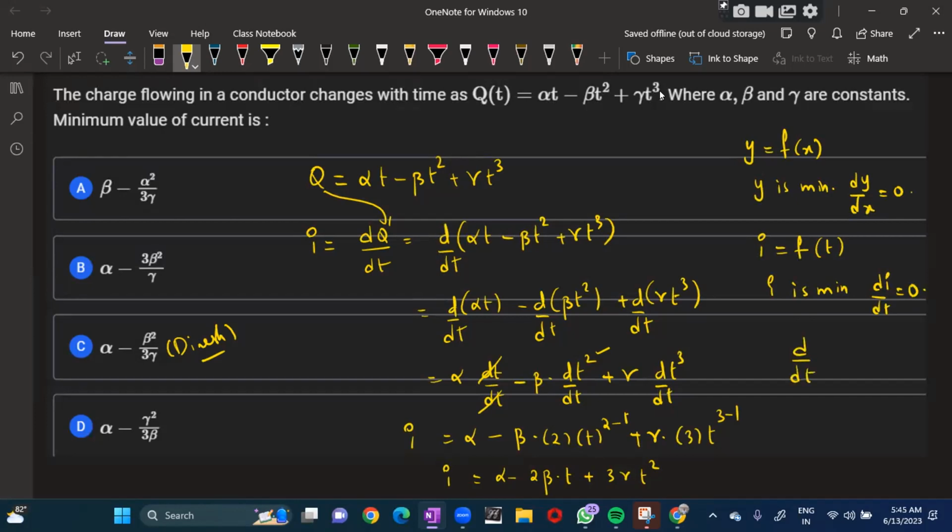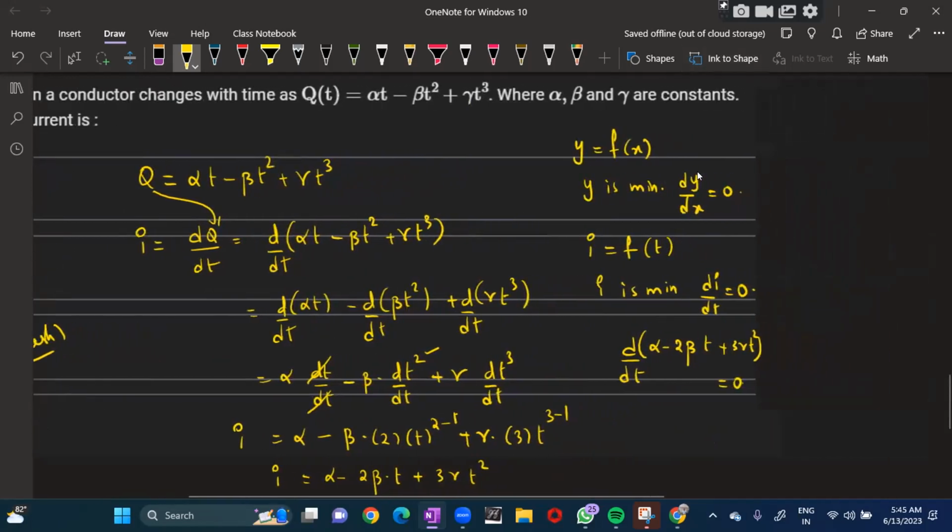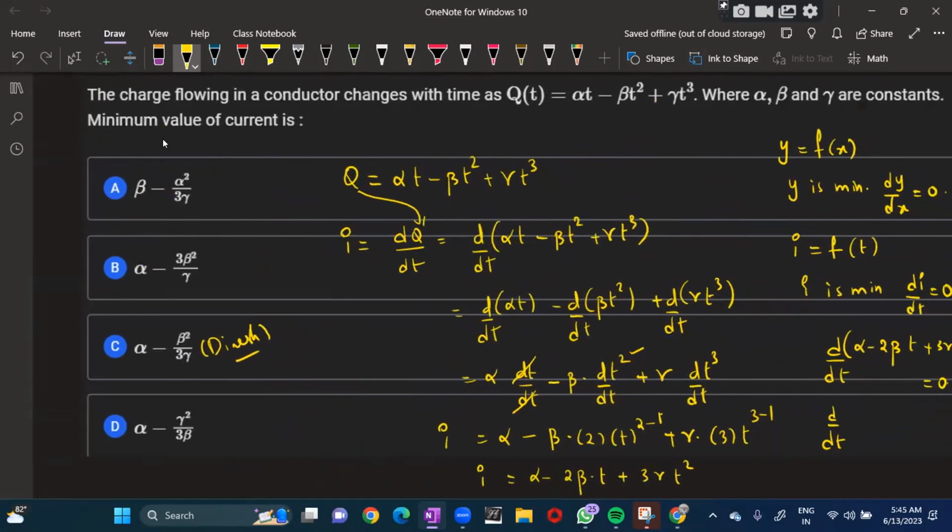So d by dt of the I value, how much? Alpha minus 2 beta into t plus 3 gamma into t square equal to 0. Everyone understanding? Sir, but I is given as maximum in the question. Where is it given? Minimum value of current is asked.